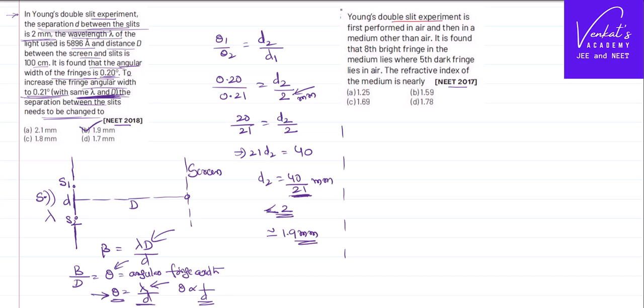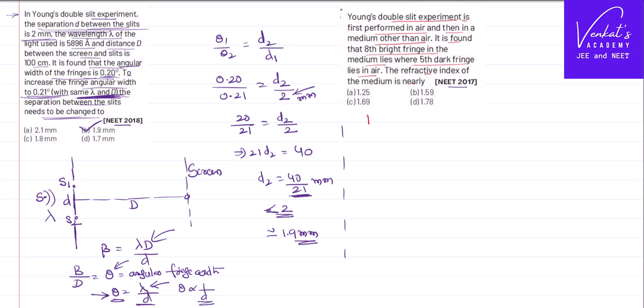In a Young's double slit experiment performed in air and then in a medium other than air, it is found that the 8th bright fringe in the medium lies where the 5th dark fringe lies in air. The 8th bright fringe of the medium is the 5th dark fringe in the air. What is the refractive index of the medium?